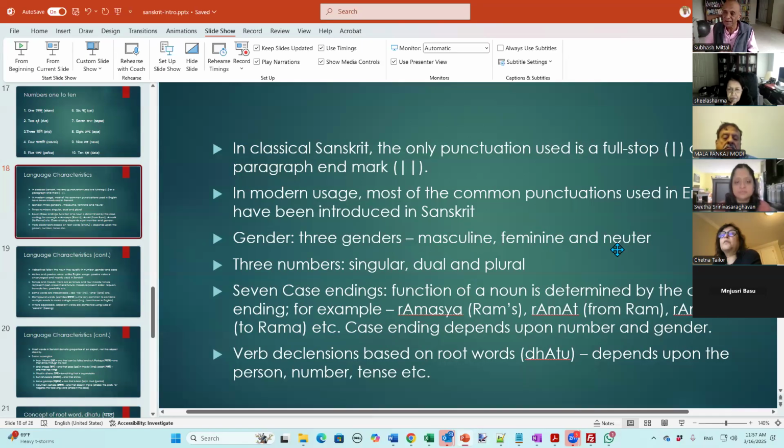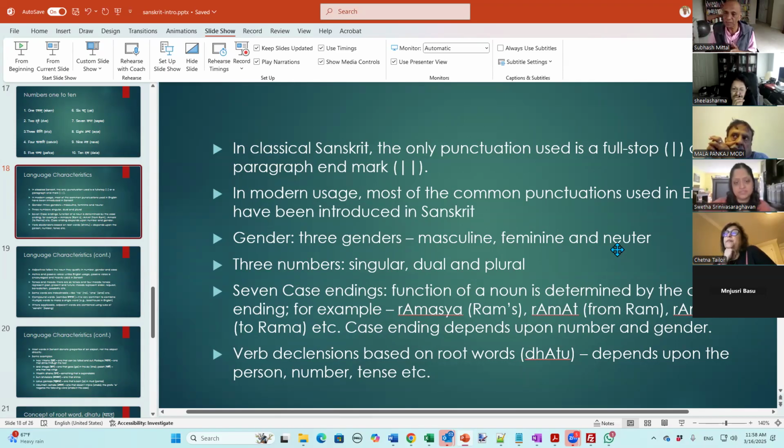Now, maybe in English, anything that doesn't have any life, you can think of as neutral gender, right? That's not true in Sanskrit. In Sanskrit, you have to learn the gender as you learn the word. A very common example would be the word for tree. What's the word for tree in Sanskrit? Vriksha.